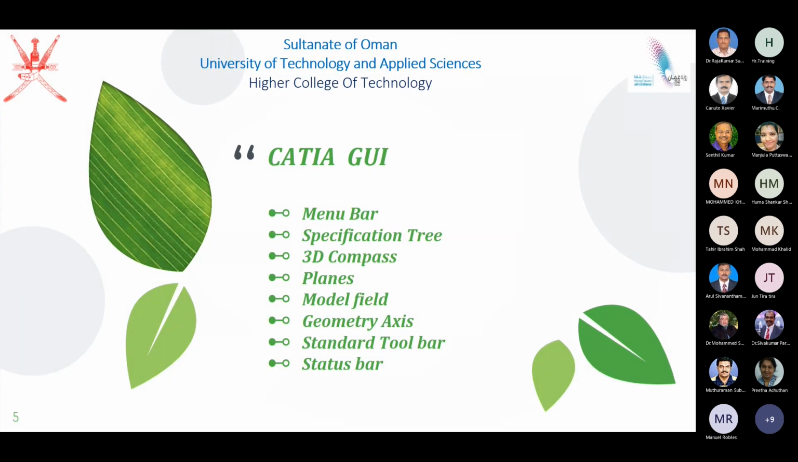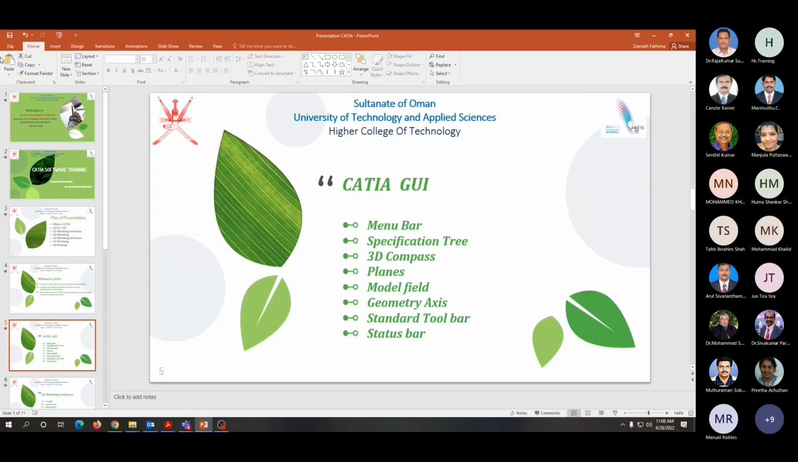And as I said, the CATIA graphical user interface has a menu bar, specification tree, 3D compass, planes, model field, geometrical axis, standard toolbars, and status bar. Meanwhile, I'll open the CATIA software so that we can check whether all these things are available.